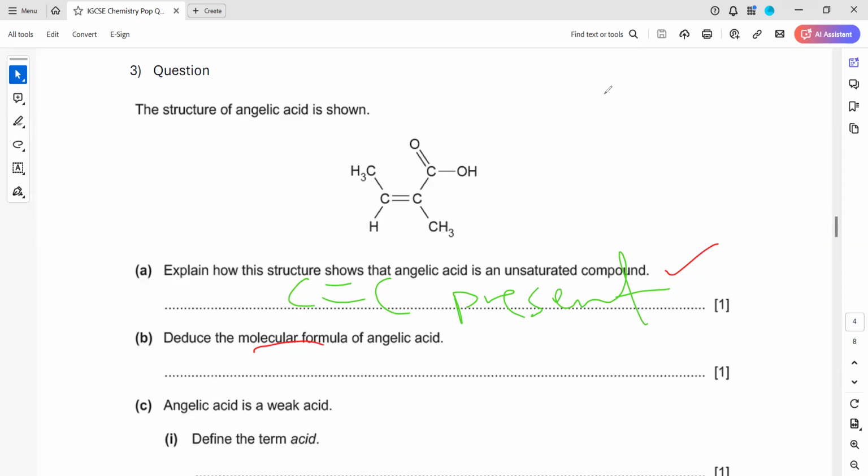Some students I observe, when they are asked for a molecular formula, write it in this manner: C3H9OH. That's wrong, because you're not supposed to write a molecular formula in this manner. You have to show the total atoms of each individual element. So 1, 2, 3, 4, 5 carbon, 3, 6, 7, 8 hydrogen, and 2 oxygen.